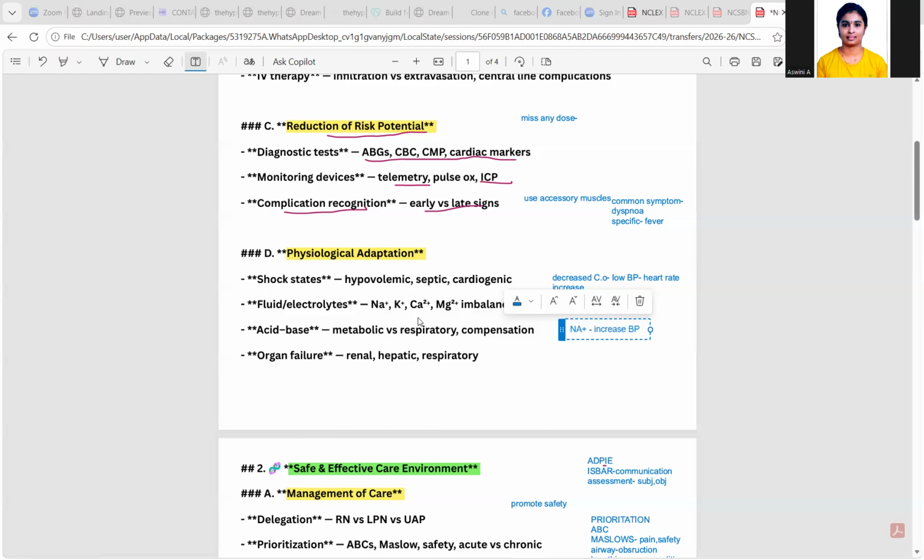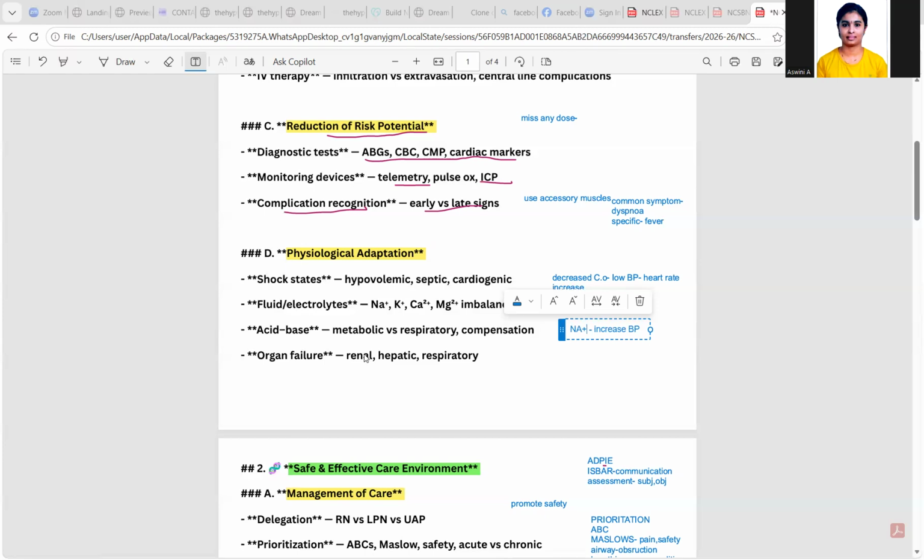Also potassium. Those who are getting a loop diuretic may be at risk for hypokalemia as a side effect. In case of a potassium sparing diuretic, the side effect may be hyperkalemia. So what are the normal findings of the electrolytes, and what are the abnormal findings of any imbalance in fluid and electrolytes? These are very likely question-asking areas.